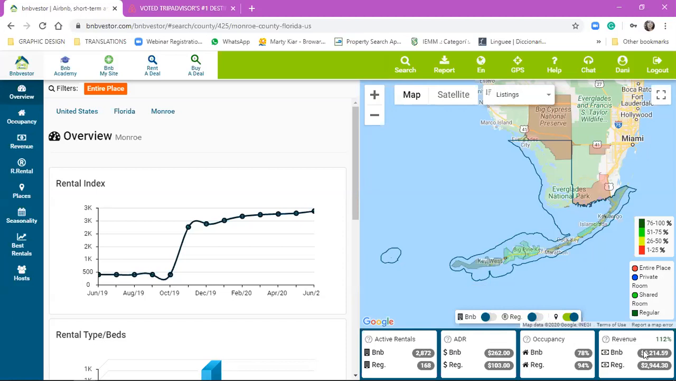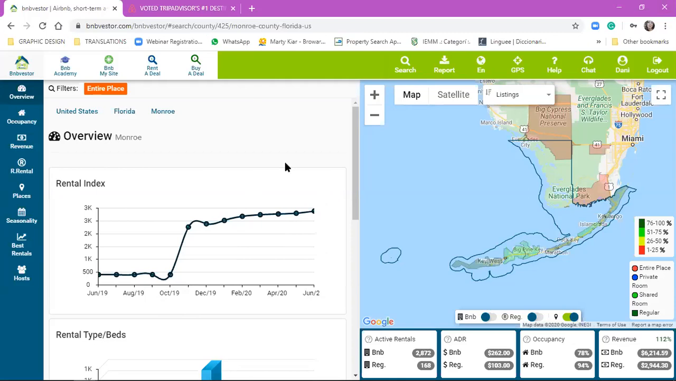And then you see that the additional revenue is 112% because the revenue for BNB is $6,200, and for regular rentals, it's $2,000 or almost $3,000. It goes 112% over the regular rentals. So what's the business and what are we analyzing here? That BNB business is the most effective way to grow in Monroe in particular.